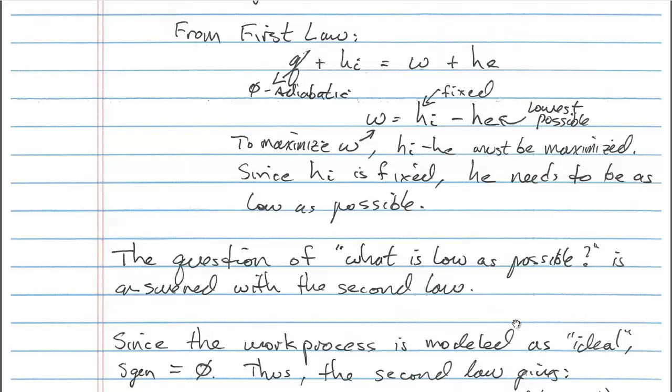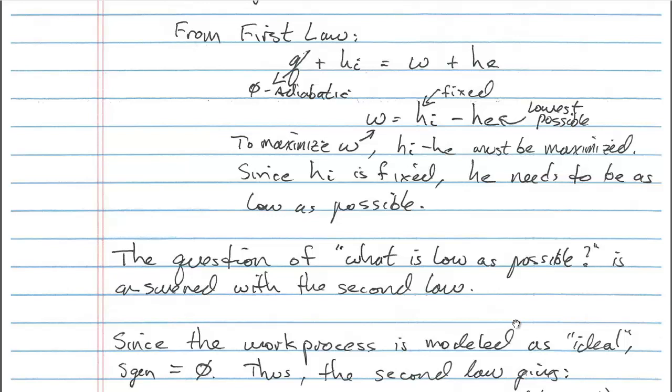So then the question becomes, what is as low as possible? In other words, what can HE possibly go down to? And so the way that we answer that question is by using the second law. Remember that the second law tells us if a process is possible or not. And what we're saying is that we want to get the maximum work from our work device by making HE as low as possible. Well, the second law is going to tell us how low the exit state can be that is theoretically possible.